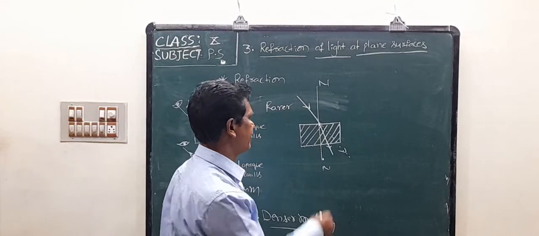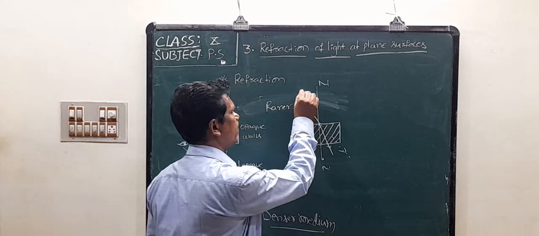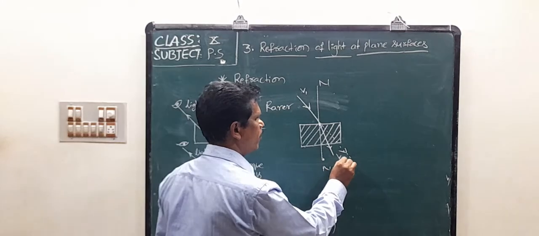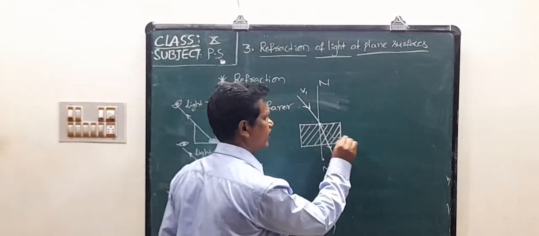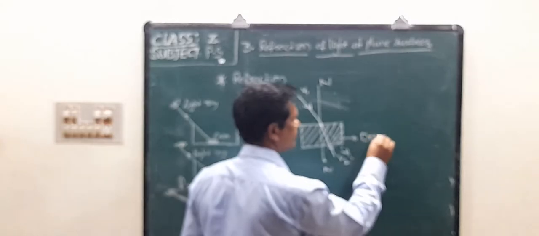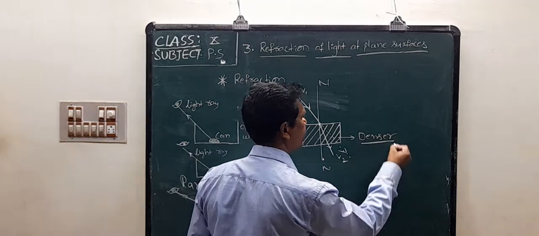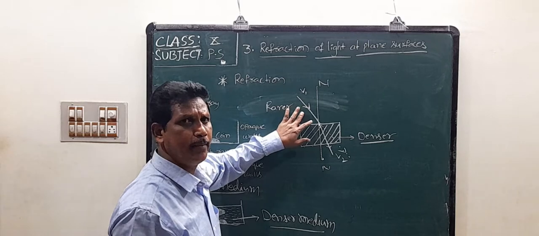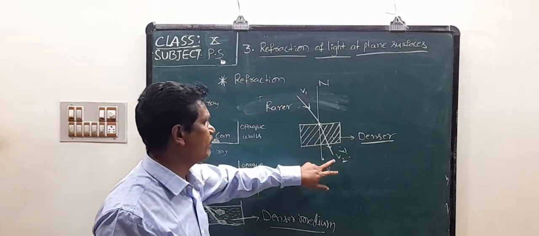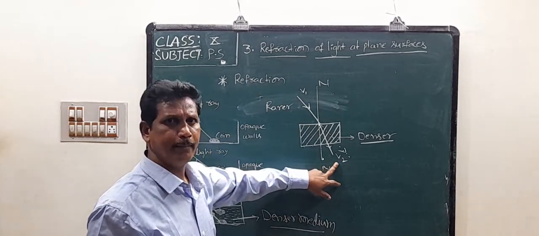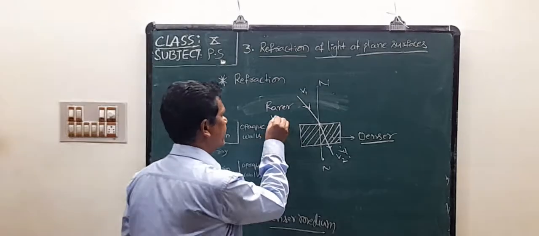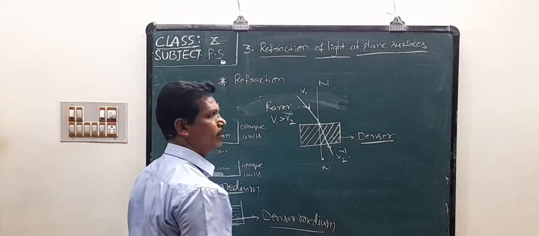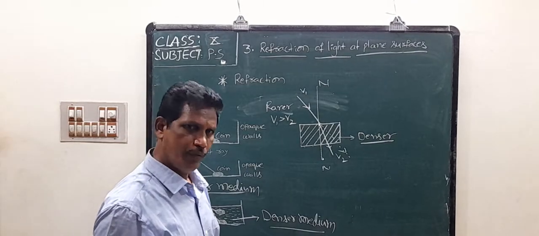The speed of light ray in the rarer medium, let it be v1. The speed of light ray in the denser medium is v2. This is the denser medium. The speed of light ray in the rarer medium is greater than the speed of light ray in the denser medium. So here v1 is greater than v2.